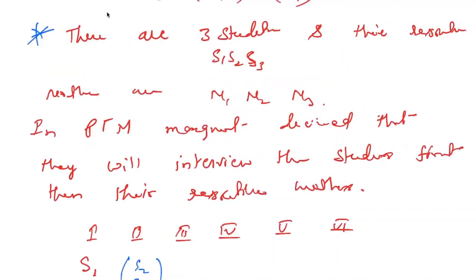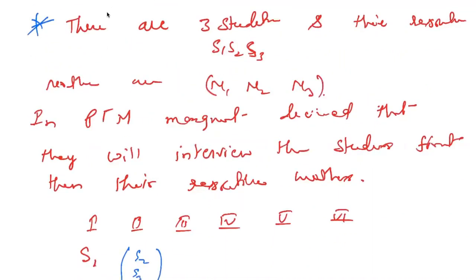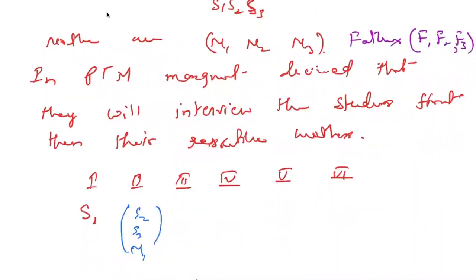Like in this question, mother, and also I'm including fathers, F1, F2, and F3. And management decide that they will interview the student first, then their respective mother, then their father. In how many ways can we arrange them?